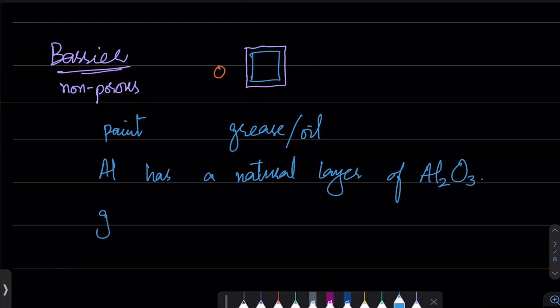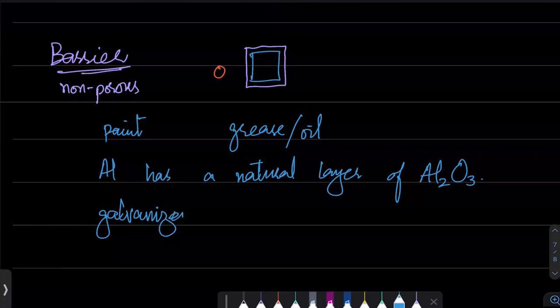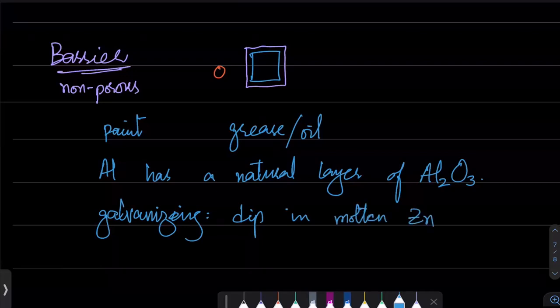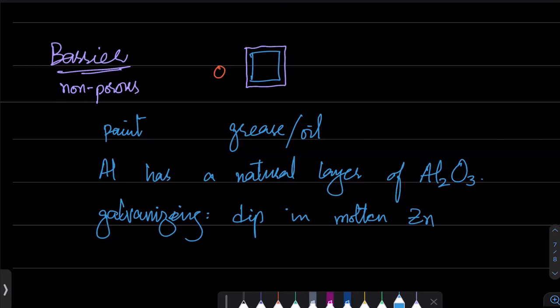We galvanize things. Galvanizing kya hoti hai? You dip in molten zinc. So ab kya hoga, us cheez ke upar zinc ki layer aa jayegi. And that zinc will obviously just act as a barrier.